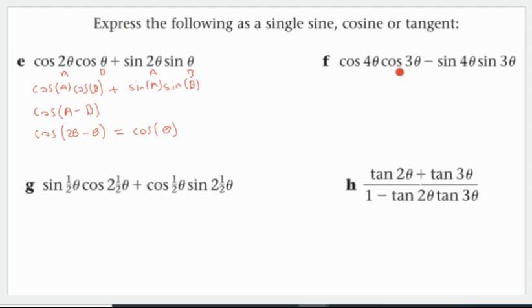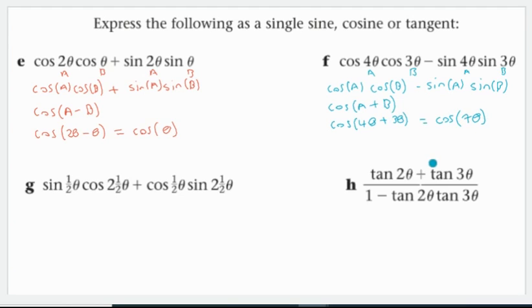That's it. Next one, same kind of thing. So we've got here A, B, A, and B. So this is cos A cos B minus sine A sine B. And this is the expansion for cos of A plus B. So A was equal to 4 theta, and B was equal to 3 theta. So this becomes cos of 7 theta.